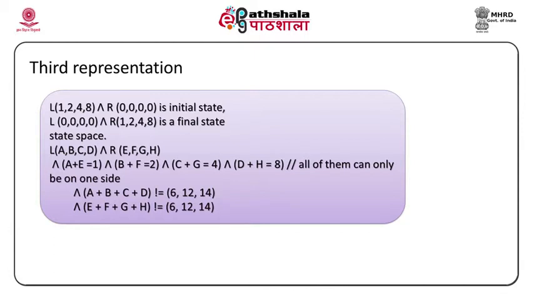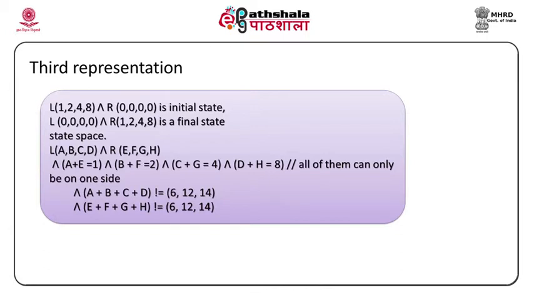So the first statement, first line which says L 1, 2, 4, 8 and R 0, 0, 0, 0, what does it mean? Farmer, fox, chicken and grain on the left hand side, nothing on the right hand side. The second one, L 0, 0, 0, 0 and R 1, 2, 4, 8, same, everything on the right hand side. So these are the initial and final state.